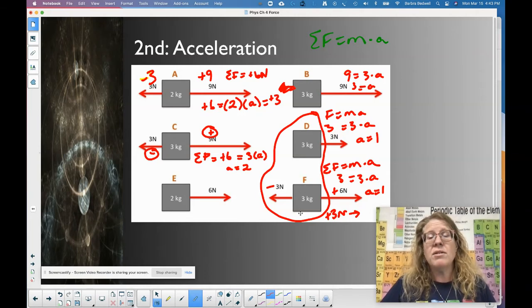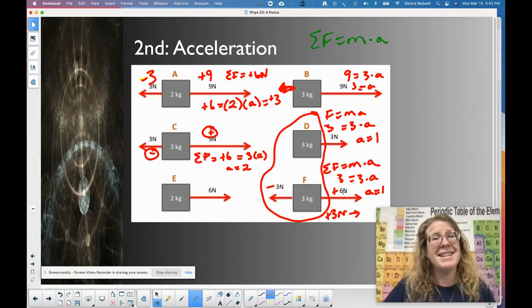Okay, again, you have to look at the net force to determine what your acceleration is going to be. Is it a positive 3 newtons to the right, and that's it? Or do you have a pair of forces that's adding up to 3 newtons? So again, net force equals mass times acceleration.